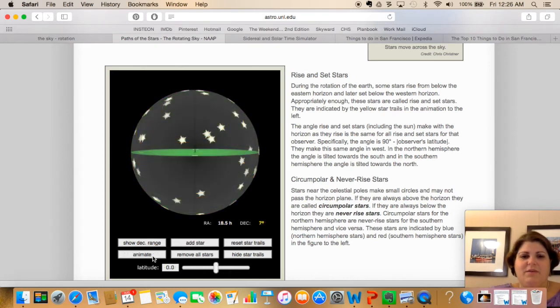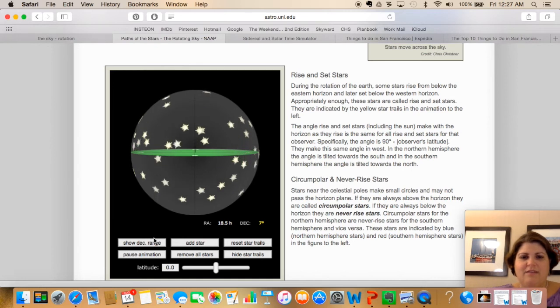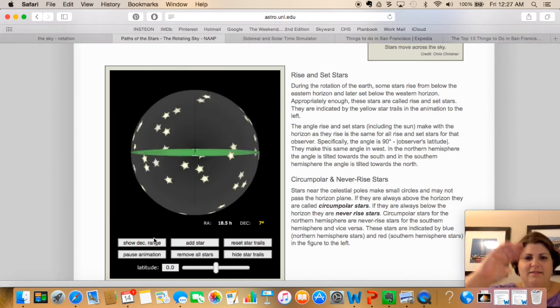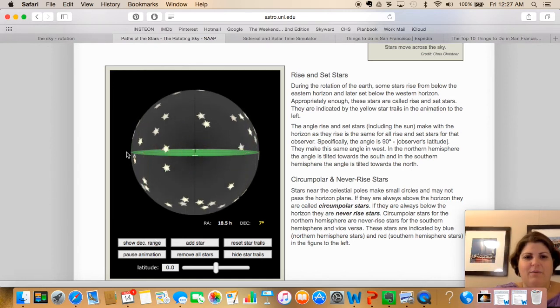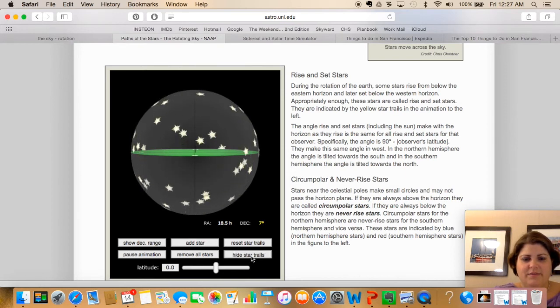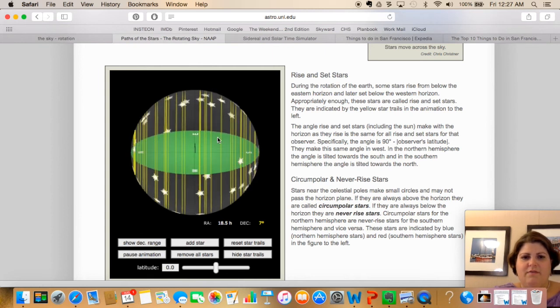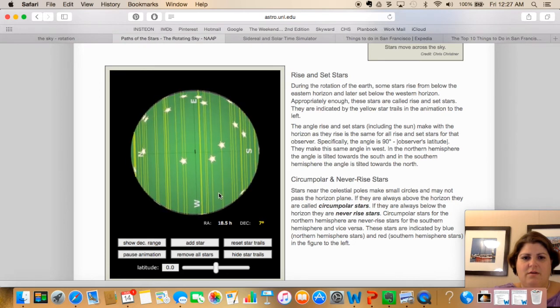Here we see the view from the equator. As I animate the stars, we see that they rise off one horizon, come up to the top, and then set at the other horizon, and that the poles are directly at the equator. If we see the star trails, we see that they're moving up and down directly. From above, we have straight lines.